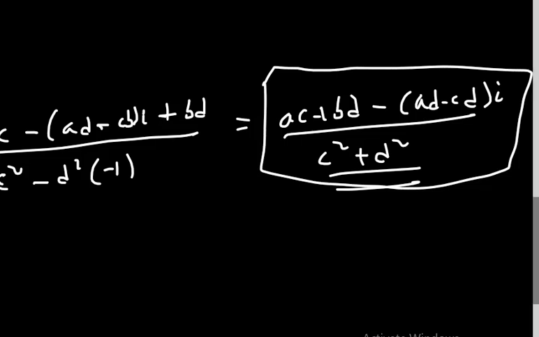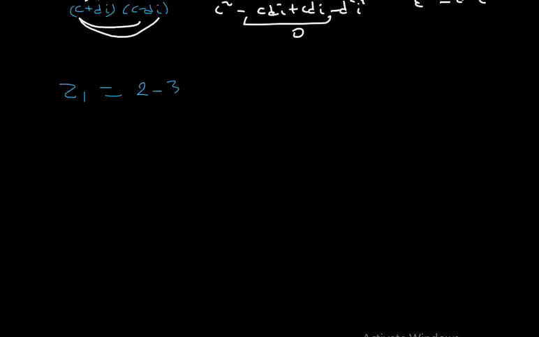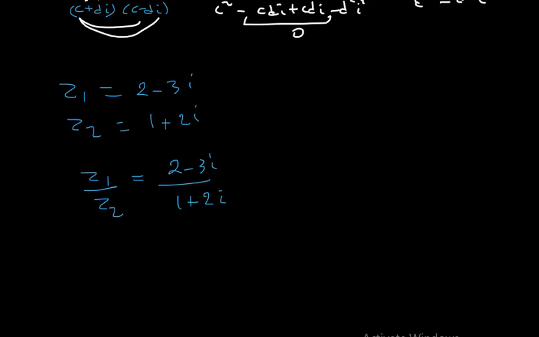Let's see with an example. z1 equals 2 minus 3i, and z2 equals 1 plus 2i. Pause the video and try by yourself first. Find z1 divided by z2. So z1 is 2 minus 3i and z2 is 1 plus 2i. Multiply by its conjugate, so we get 1 minus 2i in both cases. Let's just directly multiply.